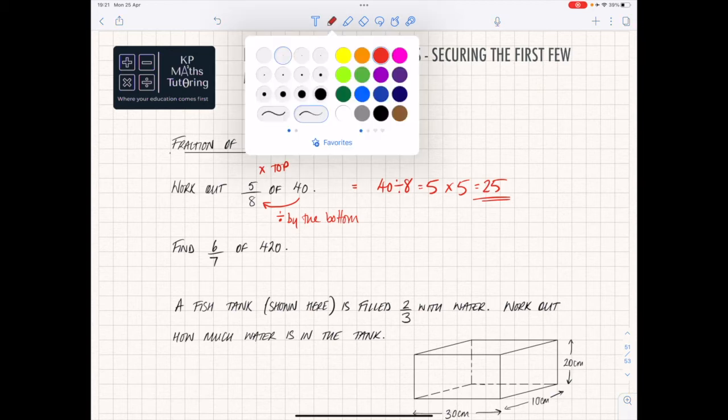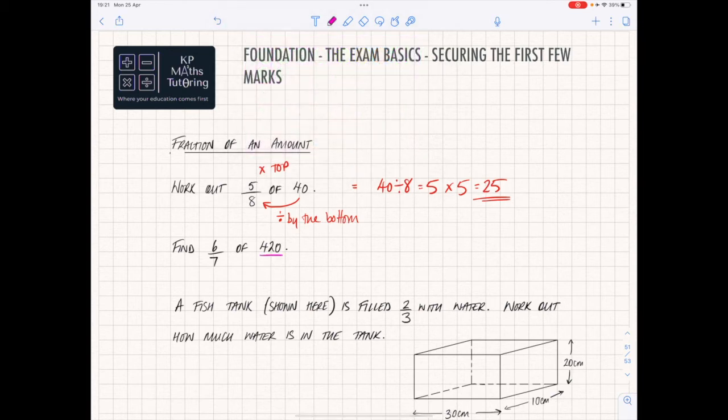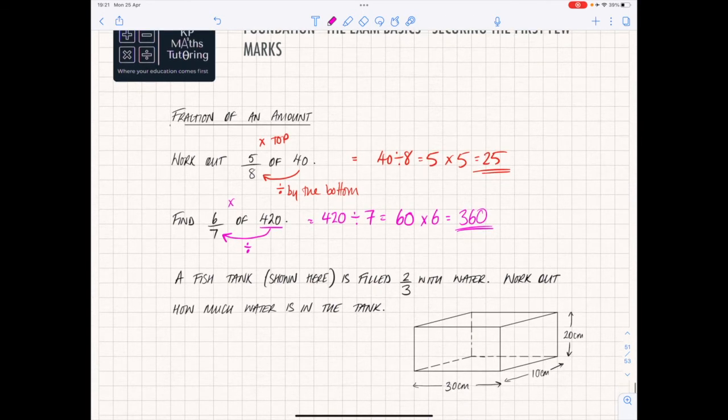If you want to pause the video and have a go at this one, you can, or you can just watch. 420 divided by 7. So remember, divide by the bottom, times by the top. 420 divided by 7 is 60, and 60 times 6 is 360.